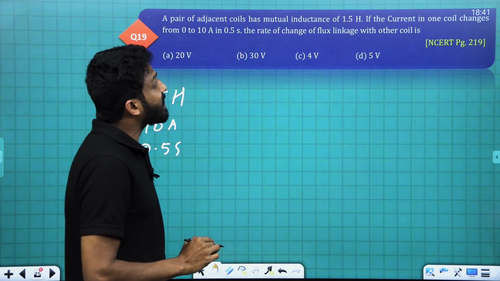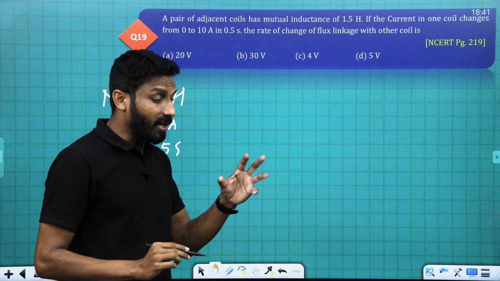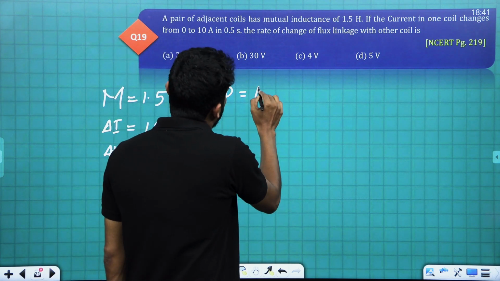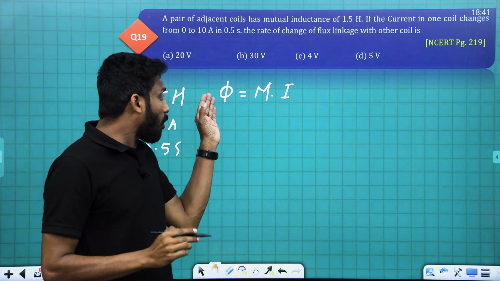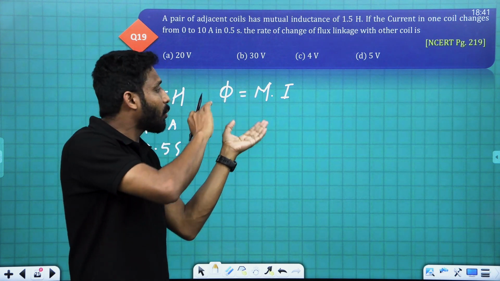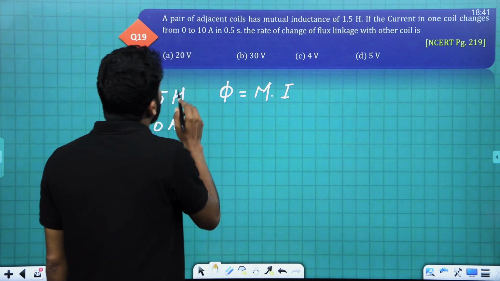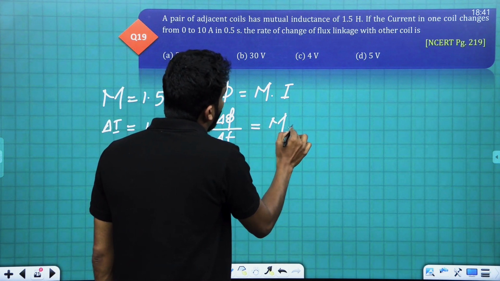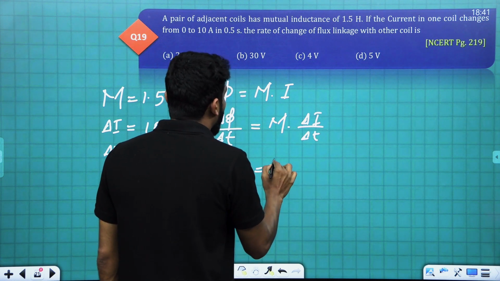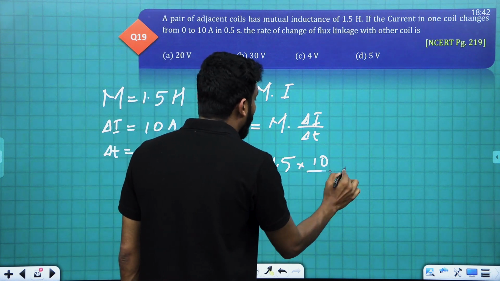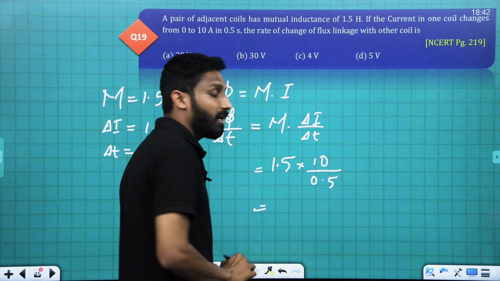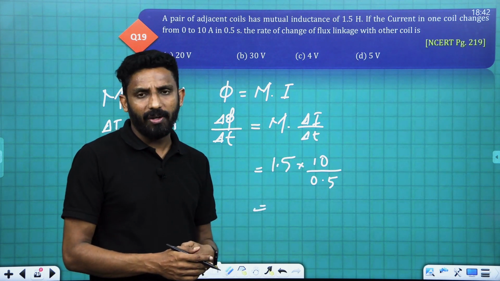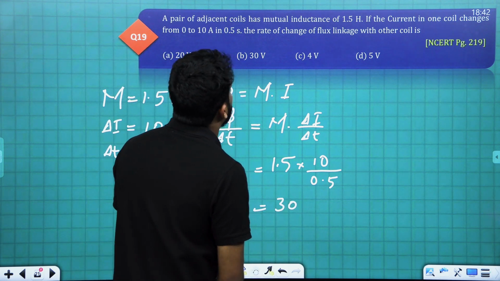The rate of change of flux linkage with the other coil. We have the magnetic flux of one coil, phi, equal to mutual inductance into the current through the other coil. Then the rate of change of flux linkage is delta phi by delta t, equal to M into delta I by delta t, very direct. Clear? M is given 1.5. Delta I is given 10. Delta t is given 0.5. 0.5 is 1 by 2, so 10 into 2 is 20. 20 into 1.5 is 30. 30 is the answer.